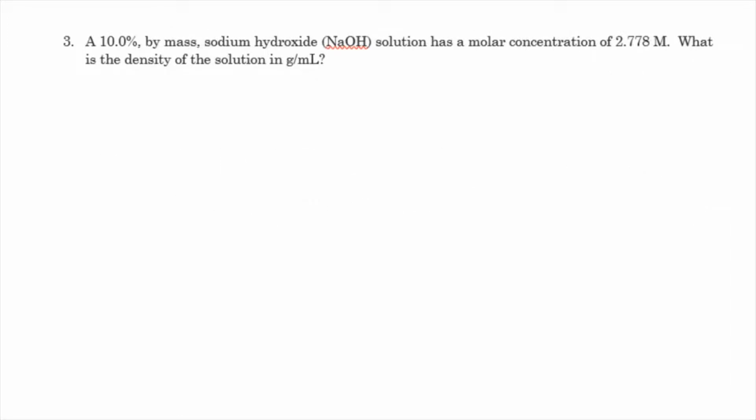So question 3, we have a 10% by mass solution of sodium hydroxide, and it has a molar concentration of 2.778 molar. What is the density of the solution in grams per milliliter? Now, we can set this up with a chart, or we can just logically think it through. In the answer key, I have it set up without the chart, but we'll set it up with the chart now just to reinforce using the chart.